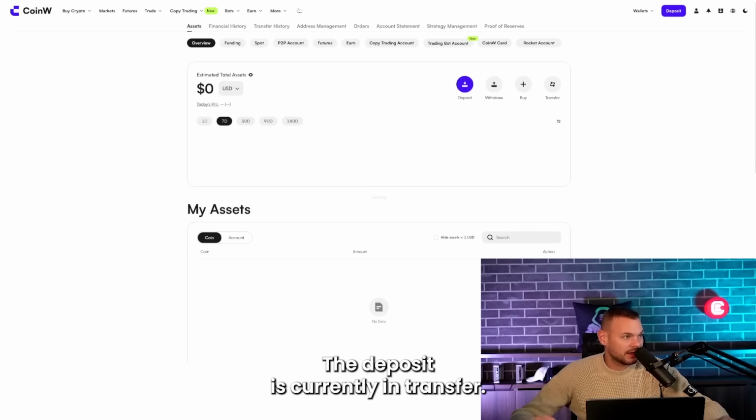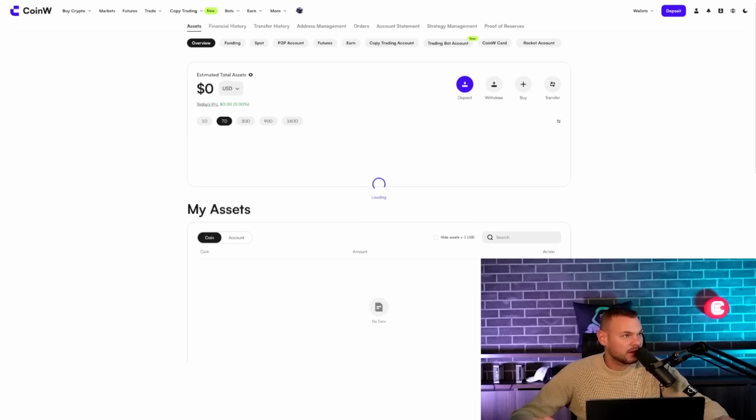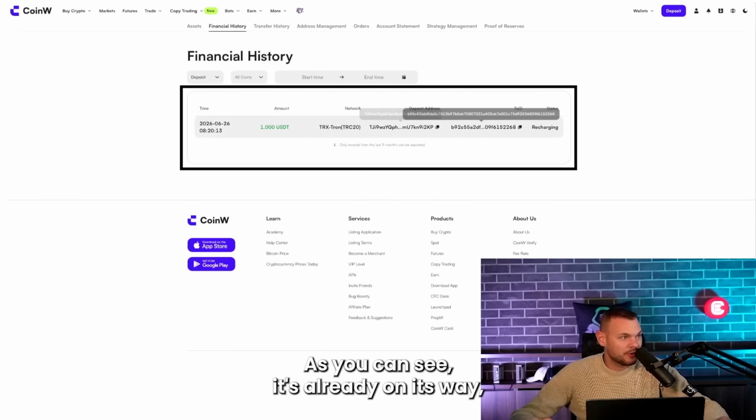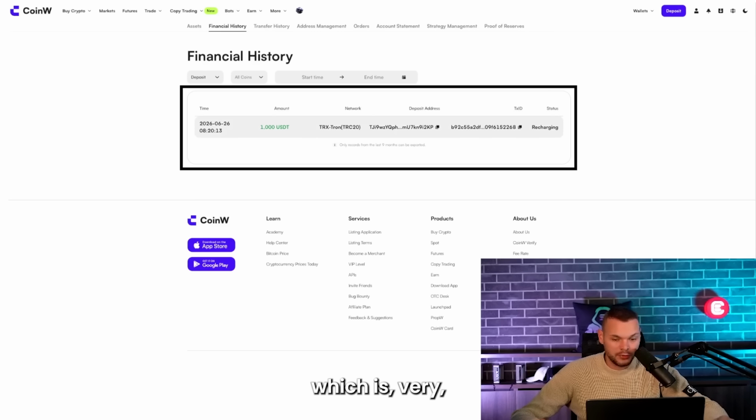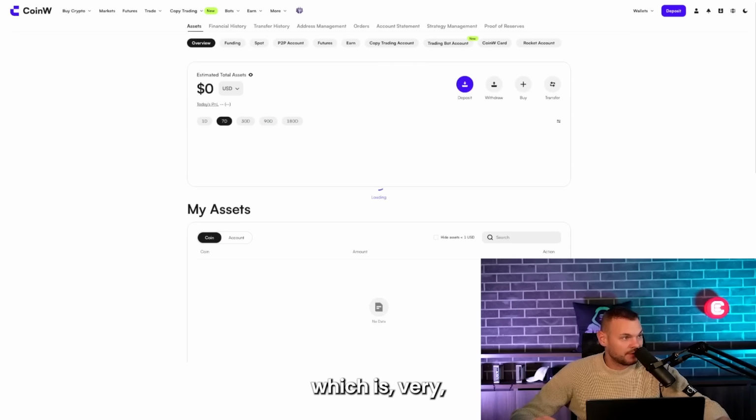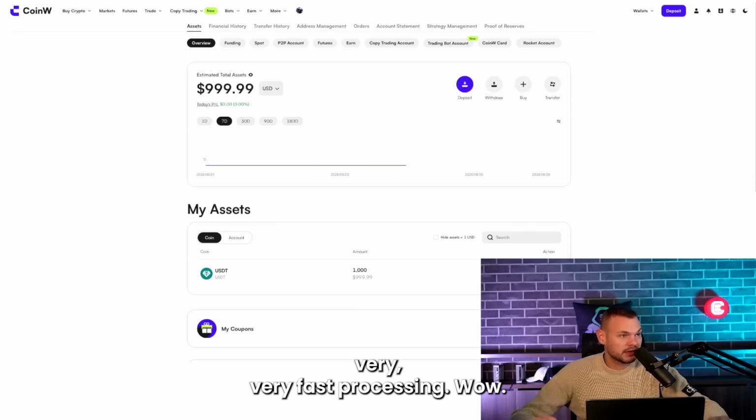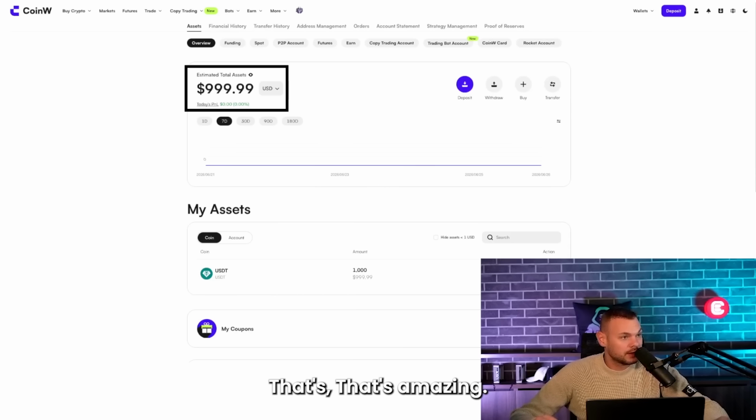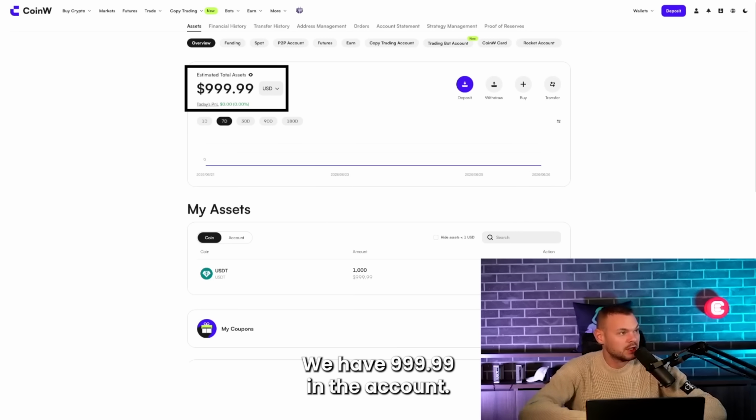The deposit is currently in transfer. As you can see, it's already on its way, which is very, very fast processing. Wow. It's already there. That's amazing. We have 999.99 in the account.